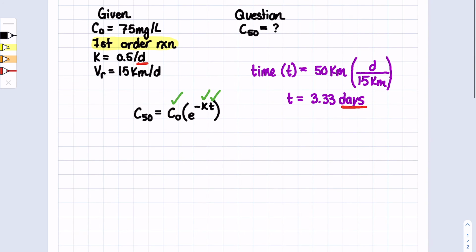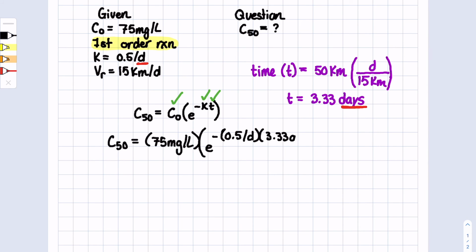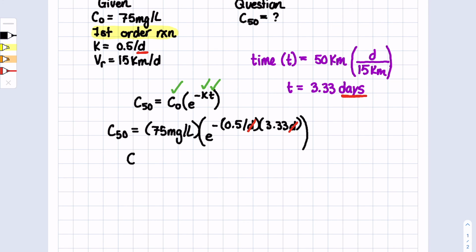All right, so from here on out, it is basically a plug and chug. So C at 50 equals our initial concentration of 75 milligrams per liter, times e to the negative rate constant, which is 0.5 per day, multiplied by our time, 3.33 days, all multiplied together. Now notice how our time units cancel out, which will just give us our concentration value at 50.